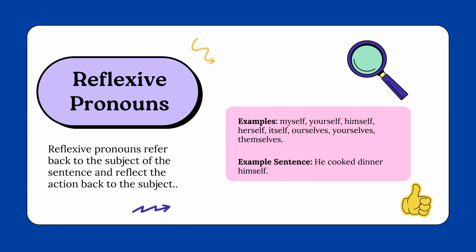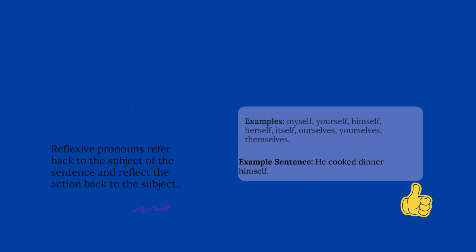Reflexive pronouns. Reflexive pronouns refer back to the subject of the sentence and reflect the action back to the subject. Examples: myself, yourself, himself, herself, itself, ourselves, yourselves, themselves. Example sentence: He cooked dinner himself.